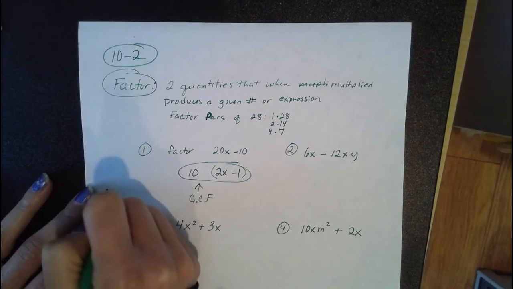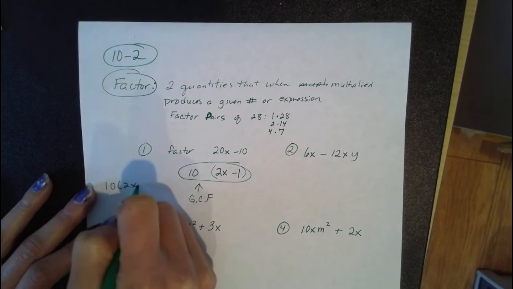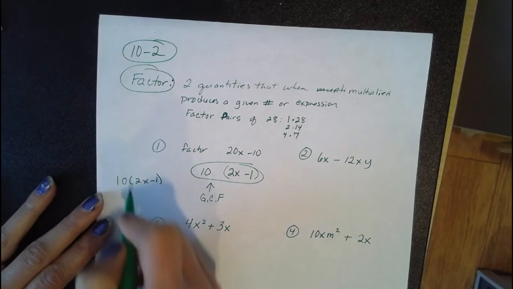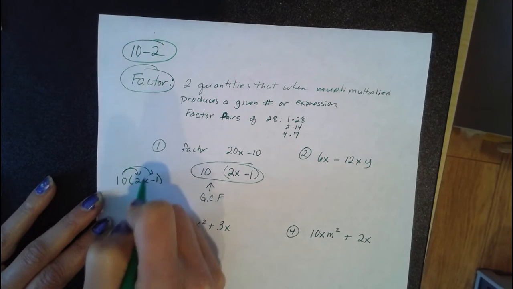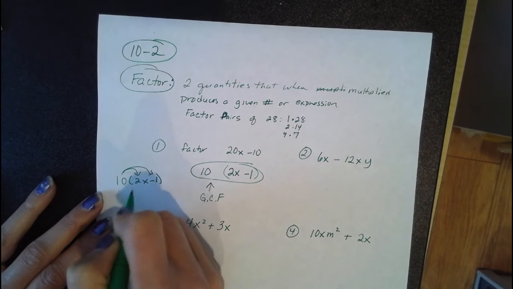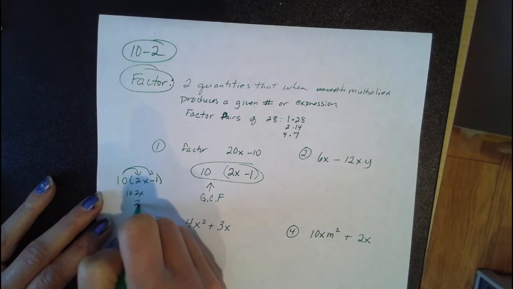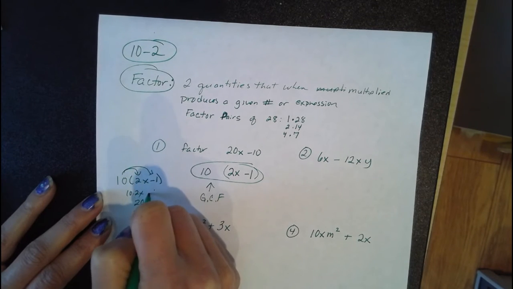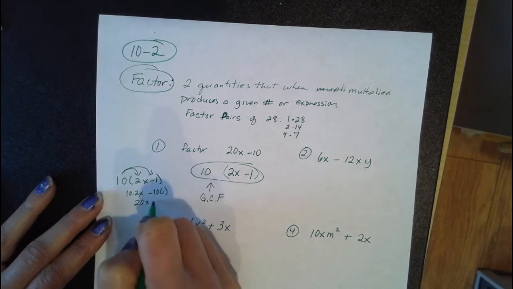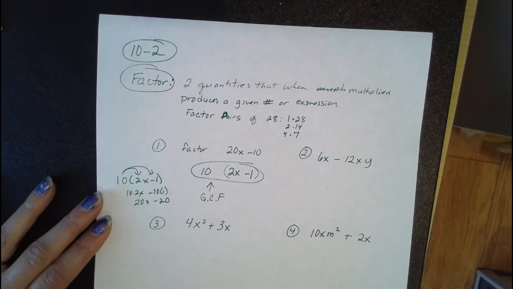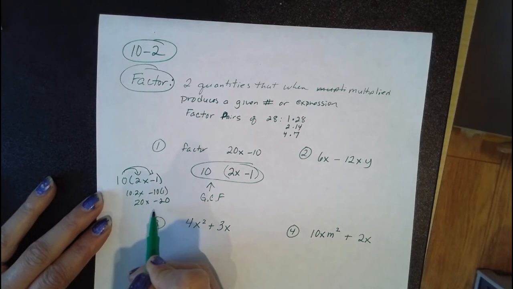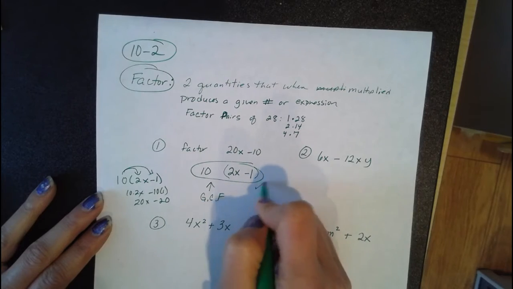You could check it. I know that 10 in that problem is a little far from the parenthesis. So you could distribute that and make sure that it works out. That would be 10 times 2x, which is 20x, and 10 times 1, which would be a minus 10. That negative sign gets brought down. So it checks out. We know we have it right.